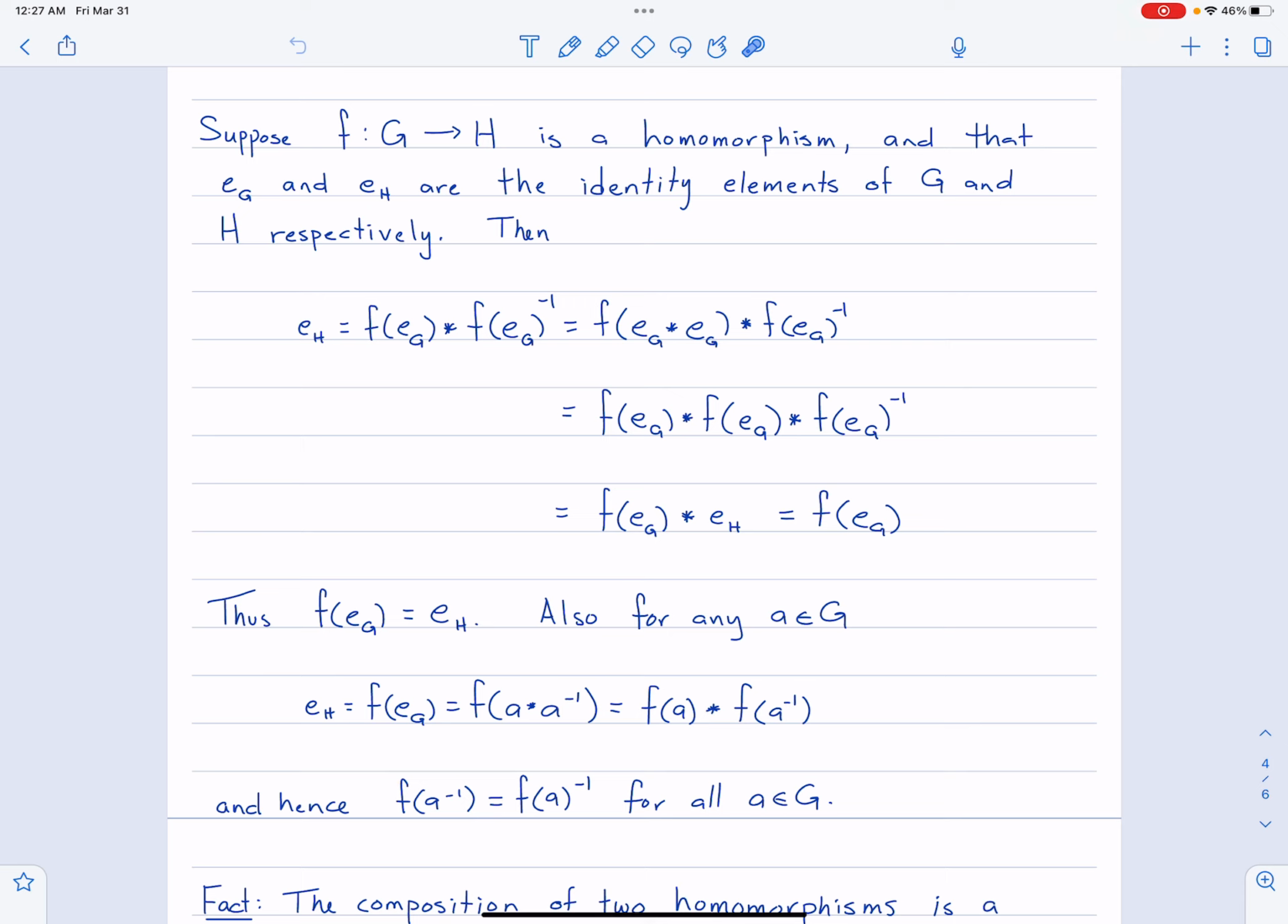Okay? So group homomorphisms are nice because they respect the group operation. They send the identity element to the identity element, and if I have an element a, then it takes the inverse of a and sends it to the inverse of f of a.